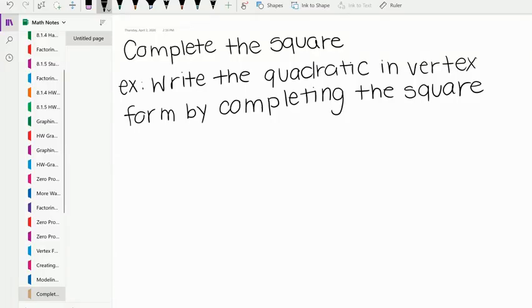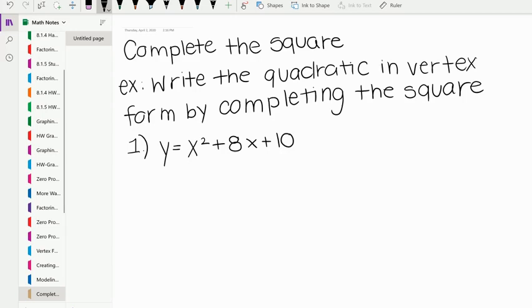Completing the square is the topic for today, and what we're going to do is write a quadratic in vertex form by completing the square. So this is something that is completely new, so I'm going to go a little bit slowly, and we're going to go ahead and get started. So our first problem is y equals x squared plus 8x plus 10.